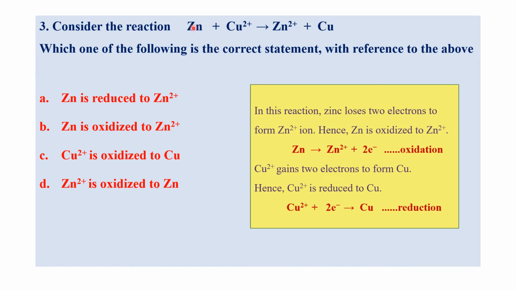Here the zinc is converted into zinc plus 2. The loss of electron is known as oxidation. It means the zinc is oxidized, and the copper from plus 2 is converted into copper 0 state or copper metallic form. So gain of electron is known as reduction. Here the loss of electron takes place, and here the gain of electron, that is known as reduction. So looking at these four options, zinc is oxidized to zinc plus 2, that is the correct answer.